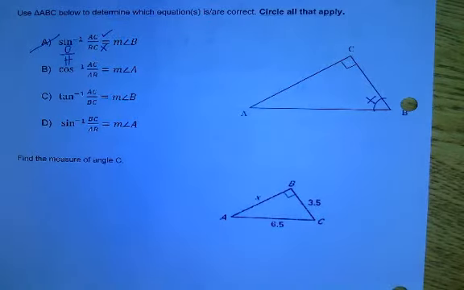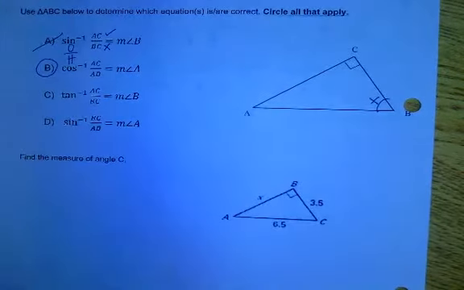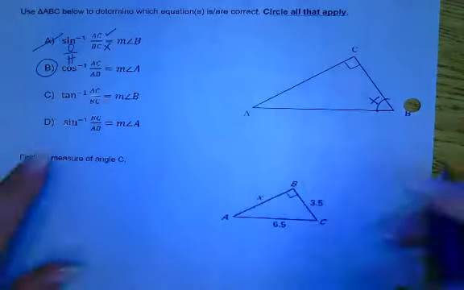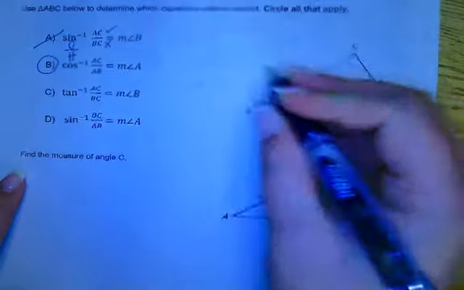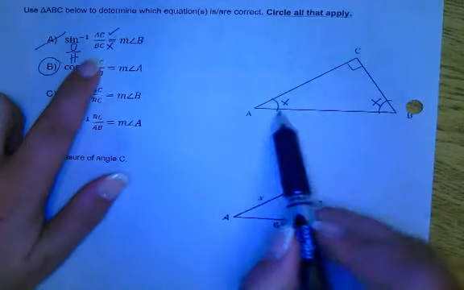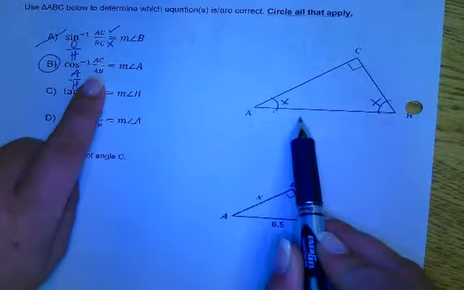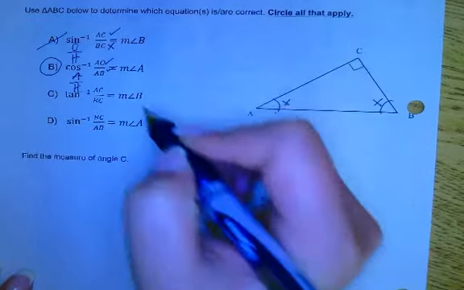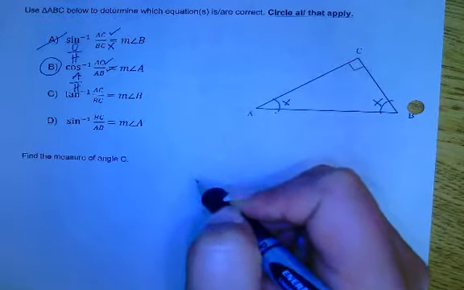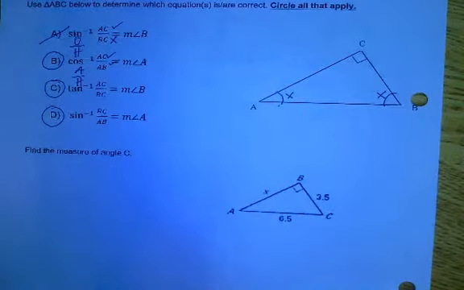Okay, is B true? Yes. Is C true? Yes. Who said no? Okay, so you're looking at A. Cosine is what? Adjacent over hypotenuse. Is AC adjacent to A? Yes. Is AB the hypotenuse? Yes. So both those are good. C, did we say yes or no? Yes. And D? Yes. So B, C, and D are all true. Anybody need help on those?